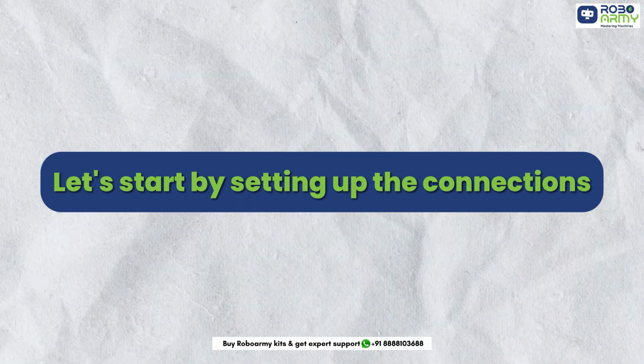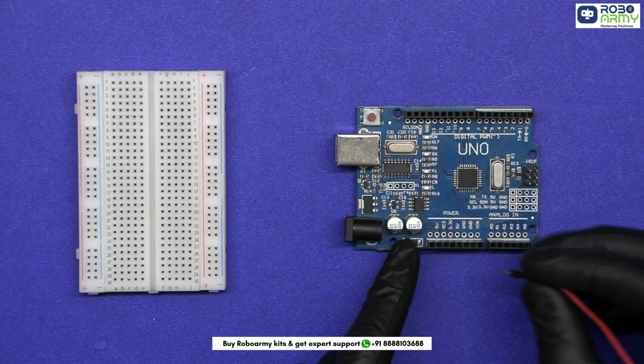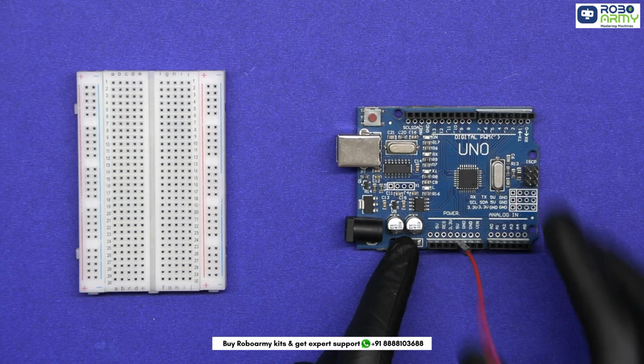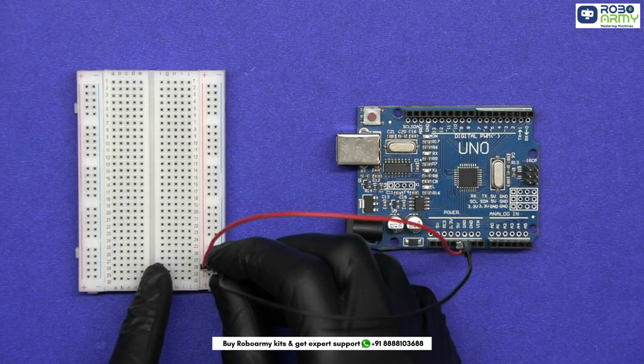Let's start by setting up the connections. Take the Arduino and breadboard. First of all, let's power the breadboard. Connect one jumper wire from the 5V pin of the Arduino to the positive rail of the breadboard and another wire from the GND pin to the negative rail of the breadboard.